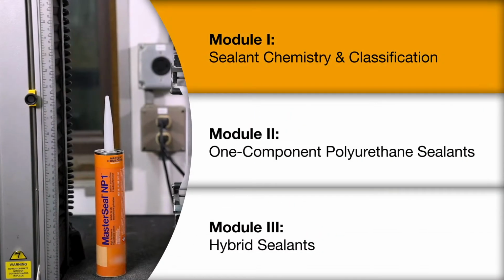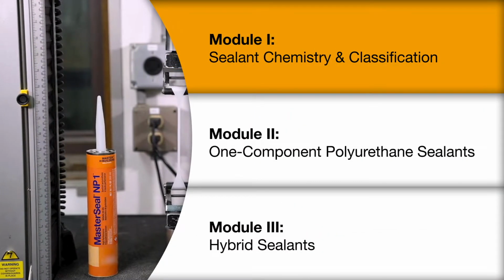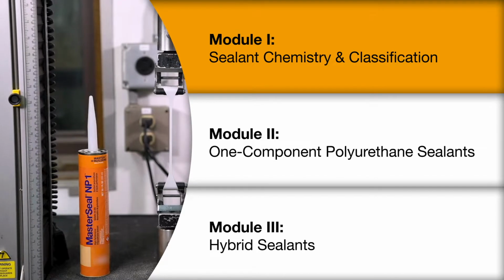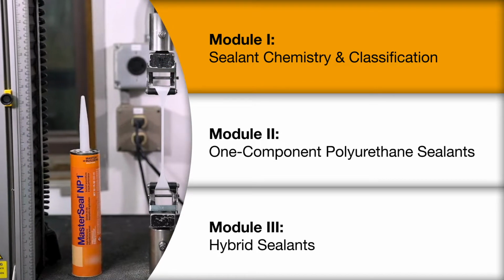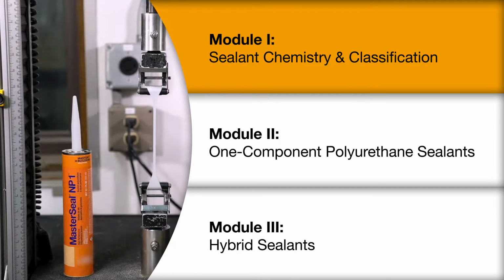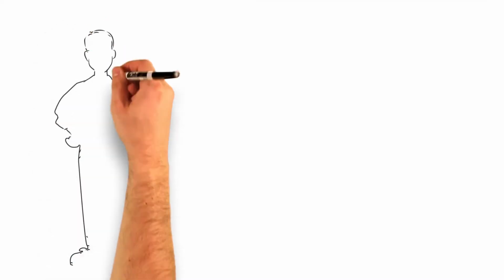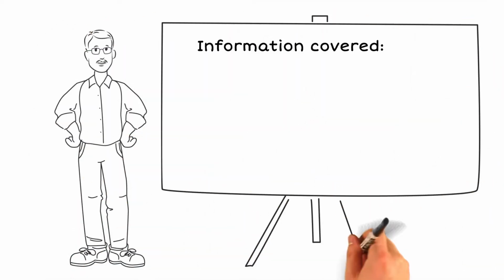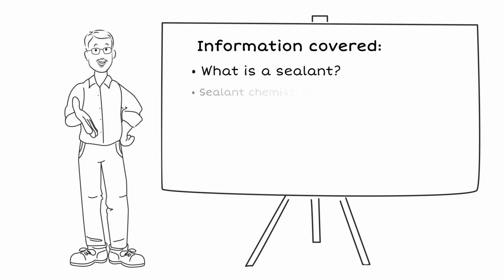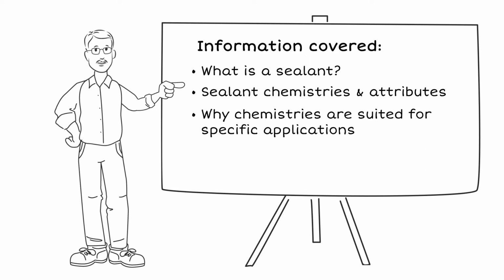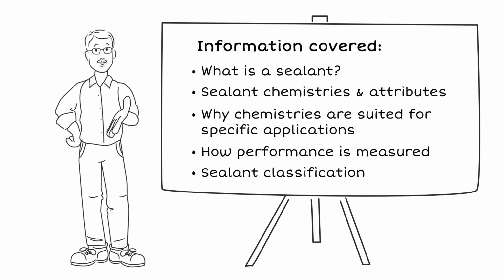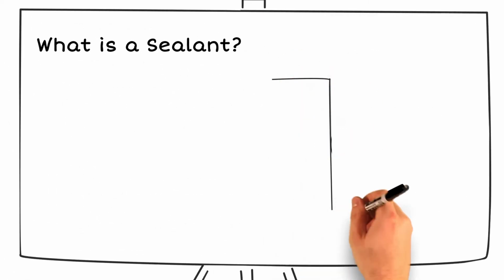This is Module 1 of 3 in the series Master Builders Solutions Sealant Training. It will provide a basis of understanding as you move into Module 2, one-component polyurethane sealants, and Module 3, hybrid sealants. This training will give you the information you need to understand what is a sealant, the most popular sealant chemistries and their attributes, why certain chemistries are better suited for specific applications, how sealant performance is measured, and how sealants are classified. Let's first identify what a sealant is.